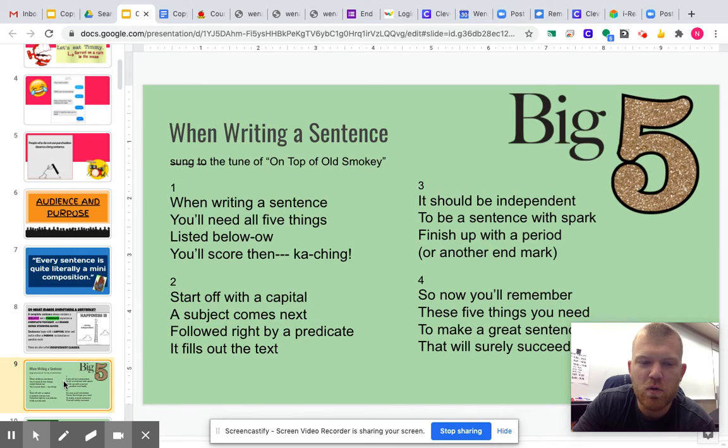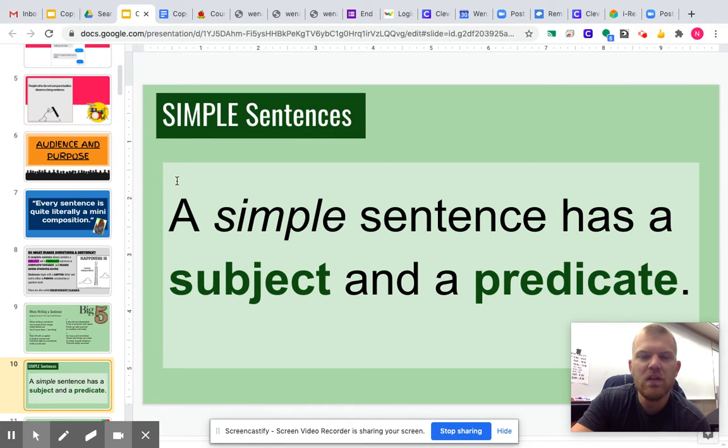And this is a song, we're going to skip it. And then write this down. A simple sentence has a subject and a predicate, like we already talked about. An independent clause. Simple sentence has a subject and a predicate.